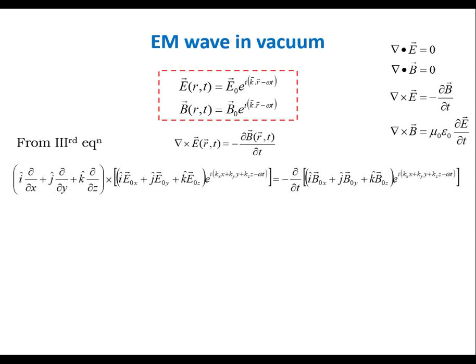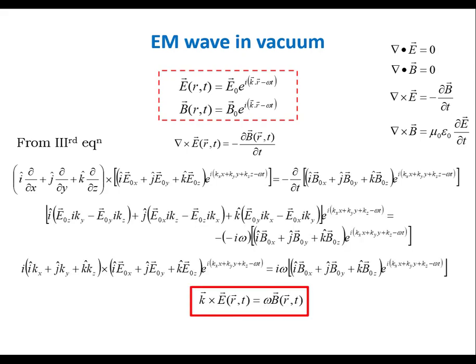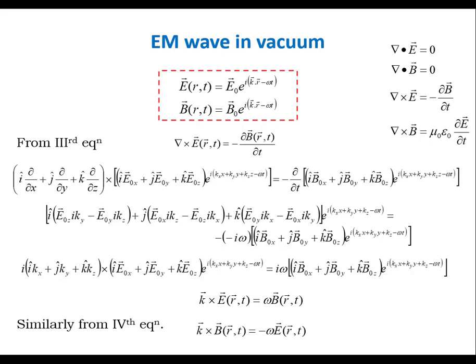This can be done like this, which you can do by yourself to have K cross E equal to omega times magnetic field induction. This is the result by putting the E equation in the third equation. Similarly, if you put the solution for magnetic field induction in the fourth Maxwell equation, you will get this. So, in an electromagnetic wave, E, B and K are mutually perpendicular.